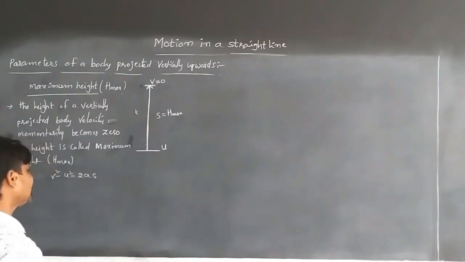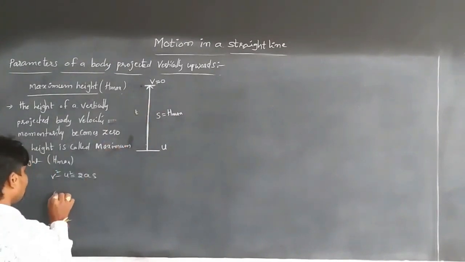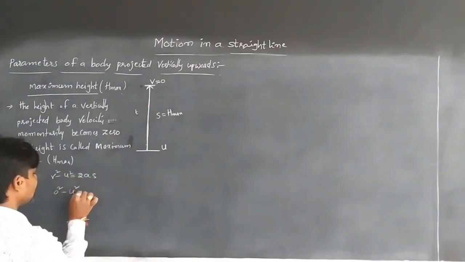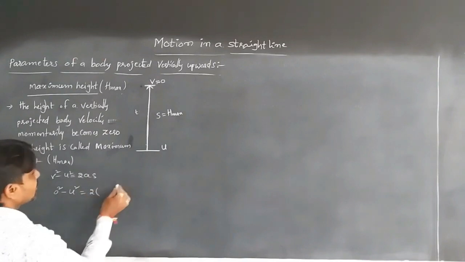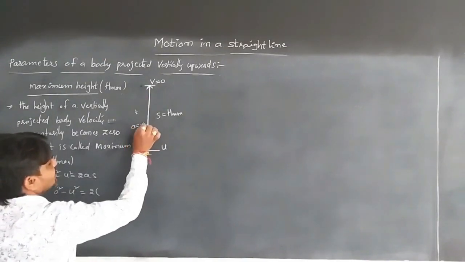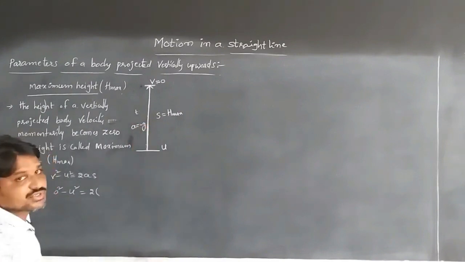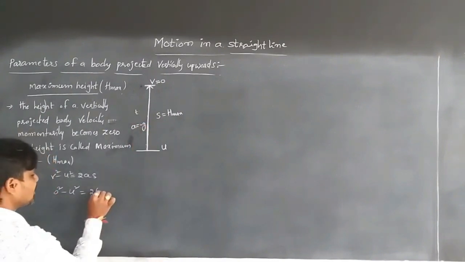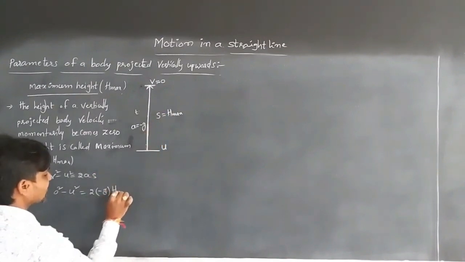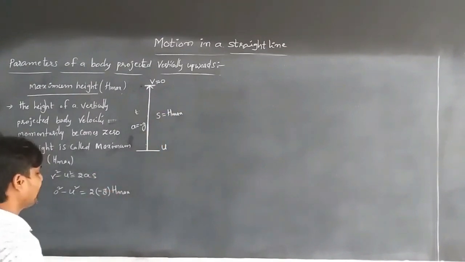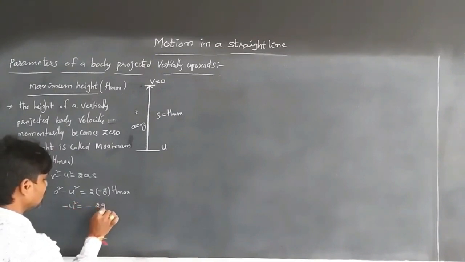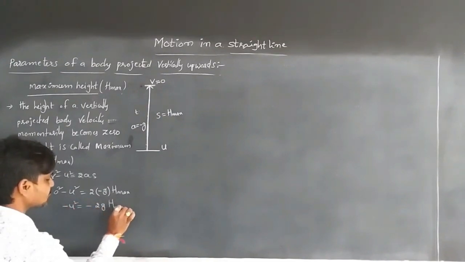From this formula, we know that v is equal to 0, so 0 square minus u square, where u is the initial velocity. But whenever the body is moving vertically upwards, a is equal to minus g, the acceleration due to gravity. S is equal to h maximum, so minus u square is equal to minus 2g h maximum.